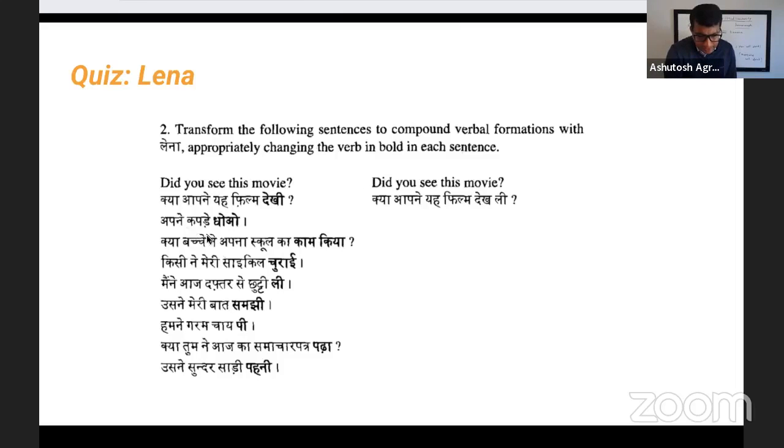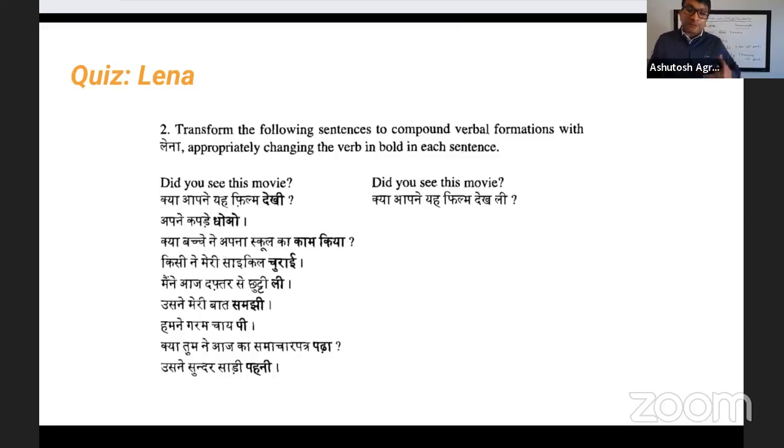Just like that, let's do this one. Donaji, this one, read it. Apne kapde dho. Yes, very good. Then we want to change that. Apne kapde dho lo. It's an imperative sentence, right? Dho lo. Very good. Apne kapde dho lo, so you will benefit from it.